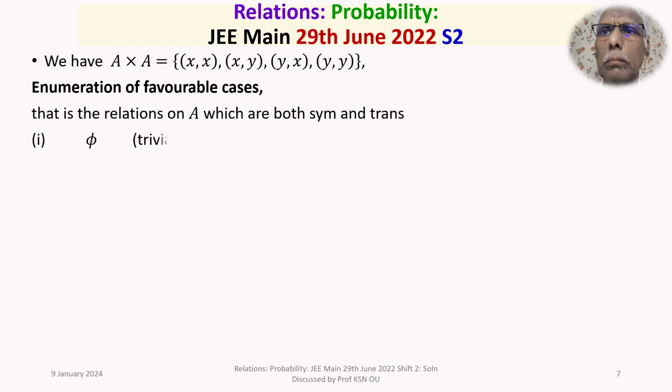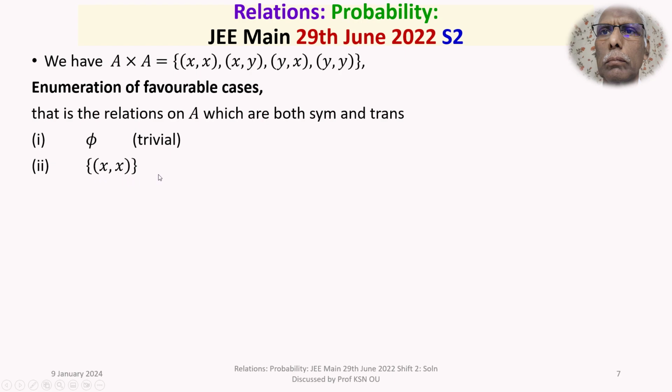One, phi. Phi is a subset of A cross A. Every subset of A cross A is a relation. Phi is a subset of every set, and phi is a subset of A cross A. Therefore, phi is also a relation, and it is symmetric and transitive trivially. Great. Second, the relation, the singleton consisting of (x, x). Yes, it is symmetric. It is also transitive because transitivity is not failed here.